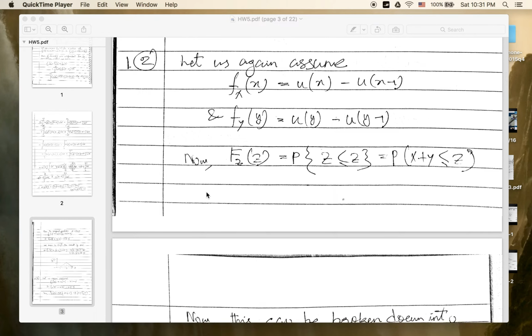Now let us again do the calculation for geometric method. So we will be assuming the same thing, that fx equals u of x minus u of x minus 1, and fy equals u of y minus u of y minus 1, and the final result would be right shifted by one place. So how can we calculate the capital Fz of z, that is nothing but probability of Z less than or equal to z, that is probability of X plus Y less than or equal to z.